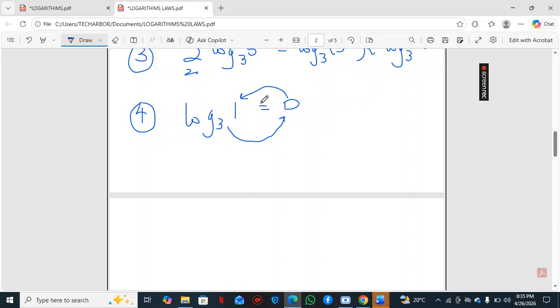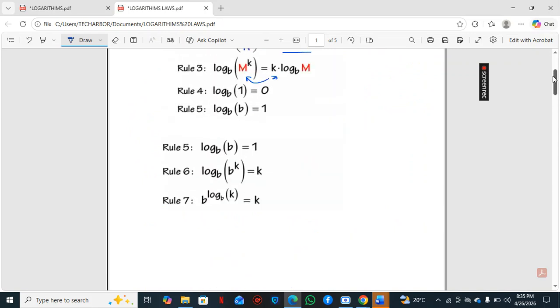It's always a 1 if the result will be 0. Yes, we're following this rule here. It always has to be a 1.